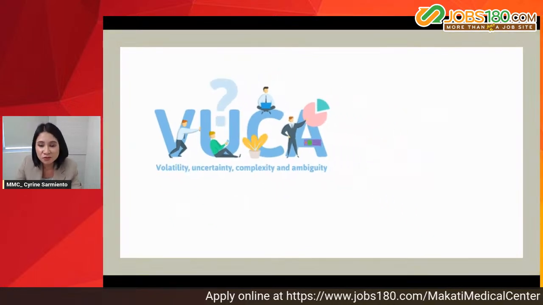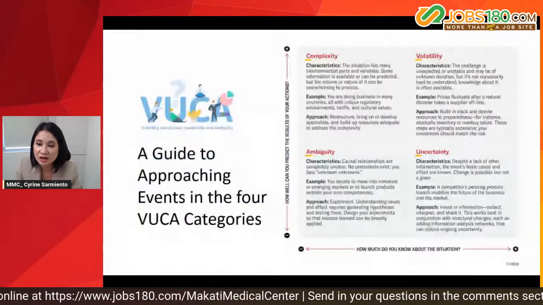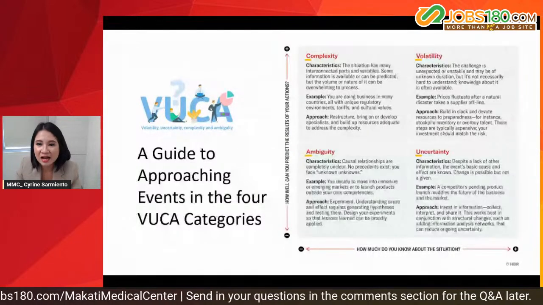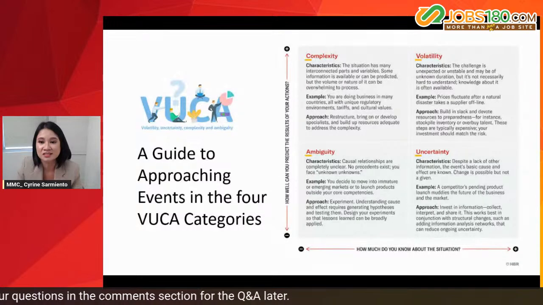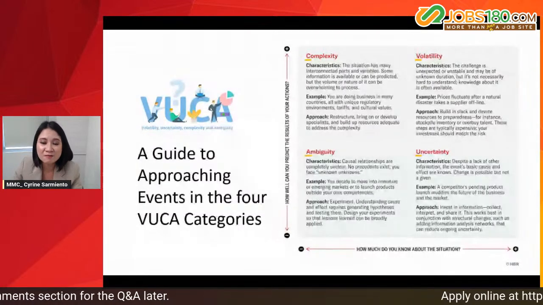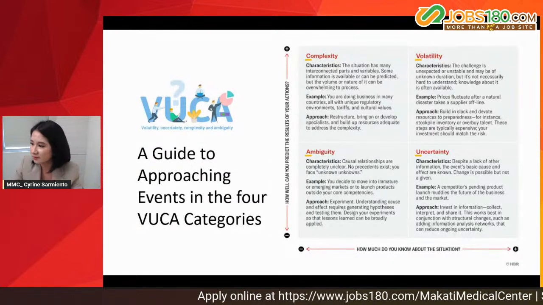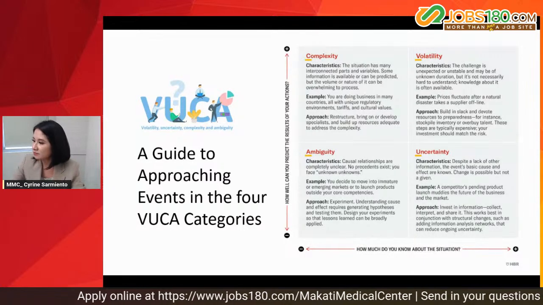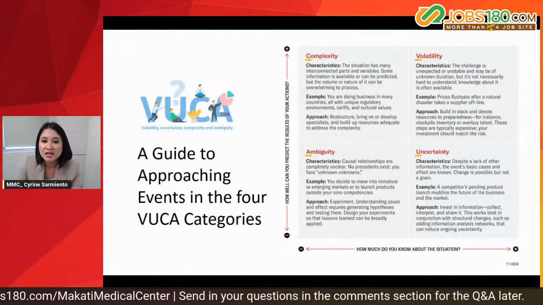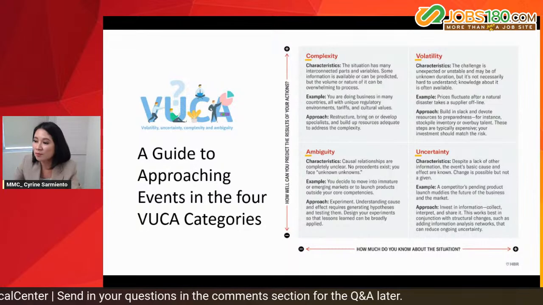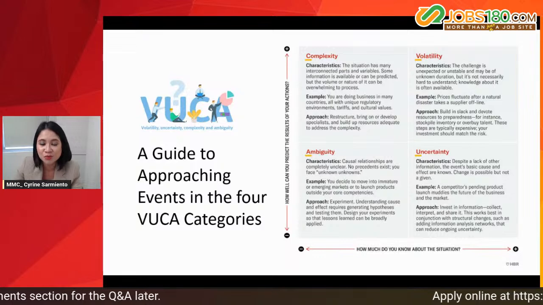So, Harvard Business Review has suggested these characteristics of VUCA and examples of how we can approach the VUCA categories. For example, for volatility, our approach is to build a slack and devote resources for preparedness. For uncertainty, our approach is to invest in information. For complexity, our approach is to restructure. For ambiguity, our approach is to experiment.